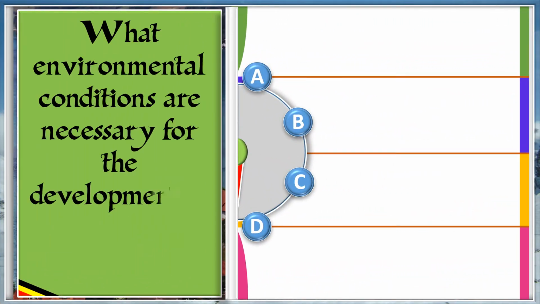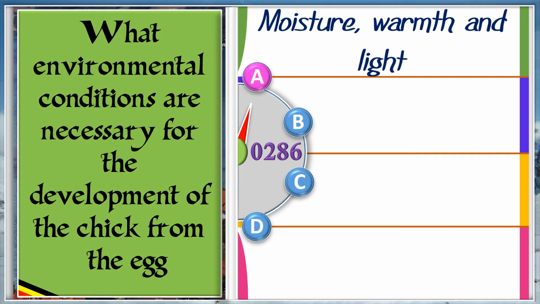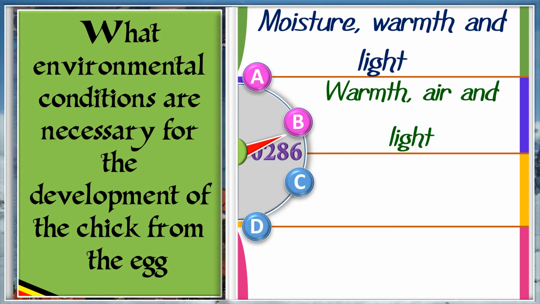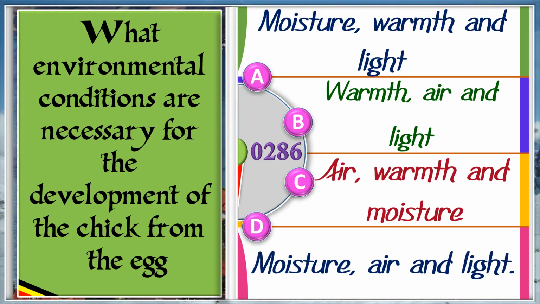What environmental conditions are necessary for the development of the chick from the egg? A. Moisture, warmth, and light. B. Warmth, air, and light. C. Air, warmth, and moisture. D. Moisture, air, and light. And the answer is C, air, warmth, and moisture.